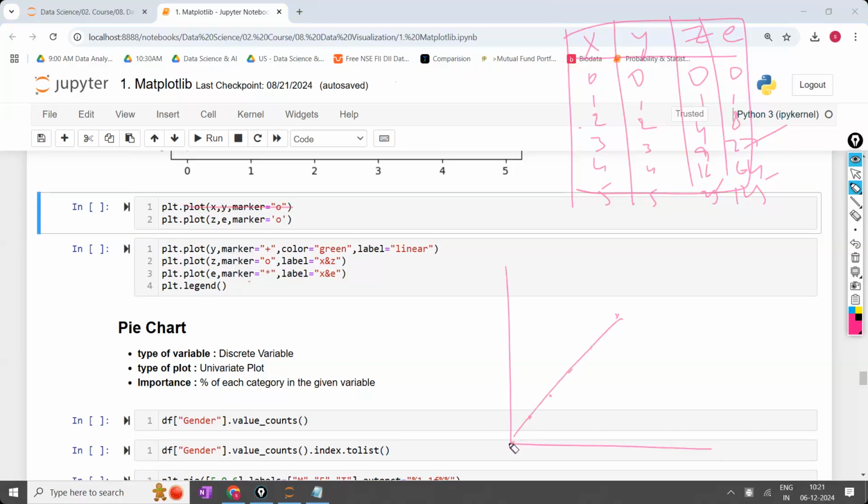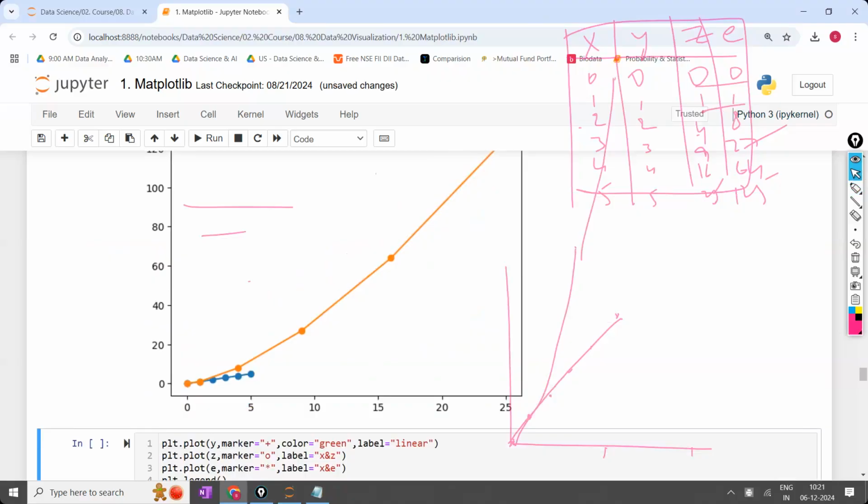This is x comma y line plot completed. Now, next one is z comma e. Z comma e means 0 comma 0. This is the point. 1 comma 1. Again, this is the point. 4 comma 8. 4 comma 8 means somewhere 4 is here and 8 is here. So from here to here, it will go like this. Next, where is 9 and 27? Here 9 will be somewhere and 27 will be somewhere here. Assume. It will go like this. Now, if you draw a diagram in this way, you are going to get something like this.